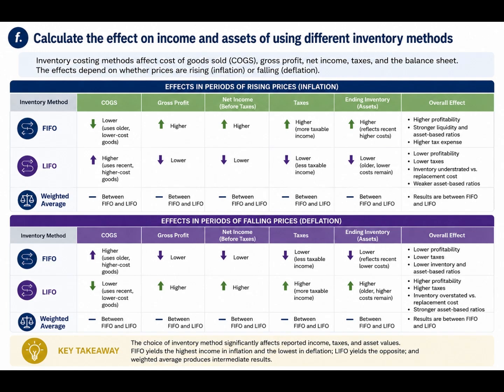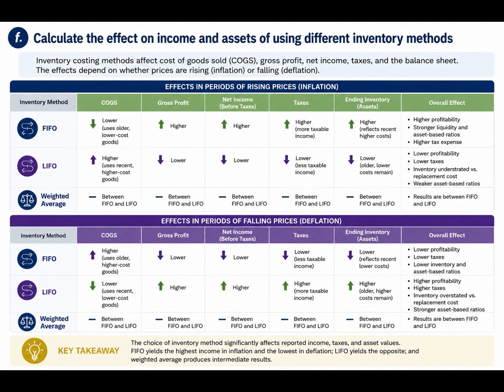F. Calculate the effect on income and assets of using different inventory methods. In periods of rising prices, FIFO produces higher income and higher ending inventory. Lower COGS increases gross profit and net income, while inventory reflects recent higher costs. This improves profitability and liquidity ratios but may increase tax expense in inflationary periods.